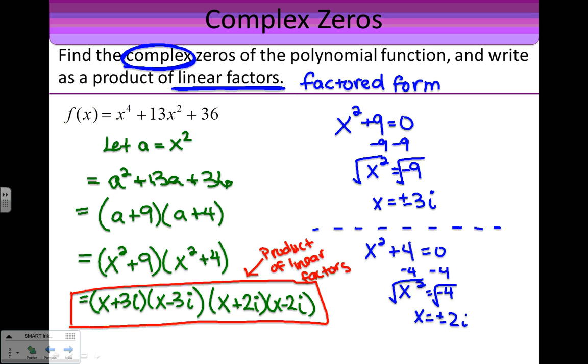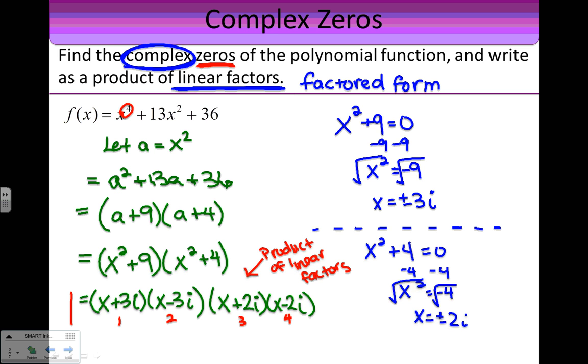If I were to multiply this all back out, I would end up with x to the 4th plus 13x squared plus 36. And you'll notice I have 4 linear factors. My polynomial was a degree of 4, so I know that I've gone as far as I can. Don't forget, the problem also asks you to find the zeros, so you need to make sure that you list the zeros. So my x-intercepts or my zeros are positive negative 3i and positive negative 2i.